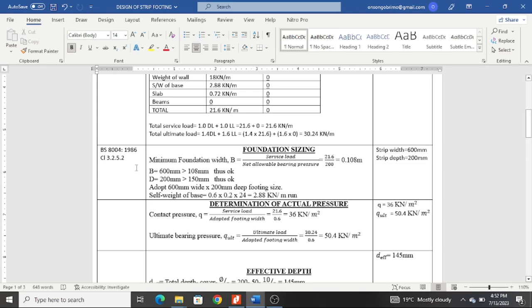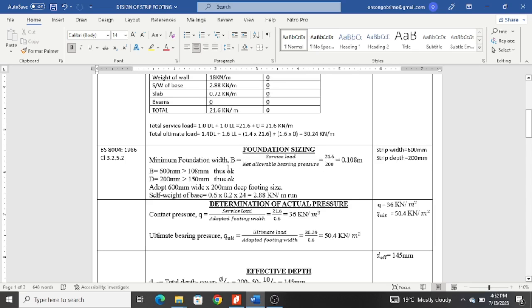And so to determine the minimum foundation width B, we normally take the service load divided by the net allowable bearing pressure. Ideally, this is not supposed to just give you the minimum foundation width. It is normally width times length. It is supposed to give you the plan area. So the plan area is given by service load divided by the net allowable bearing pressure. And this is how we do the initial sizing of pad footings.